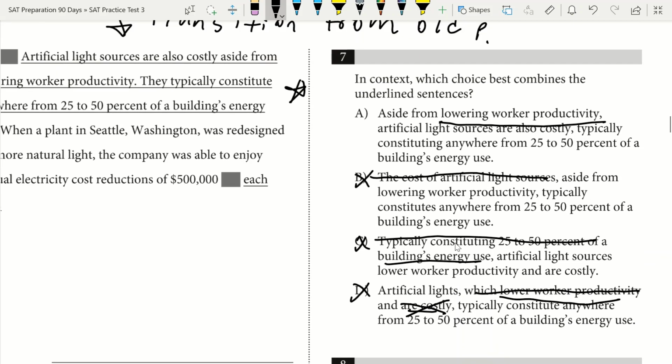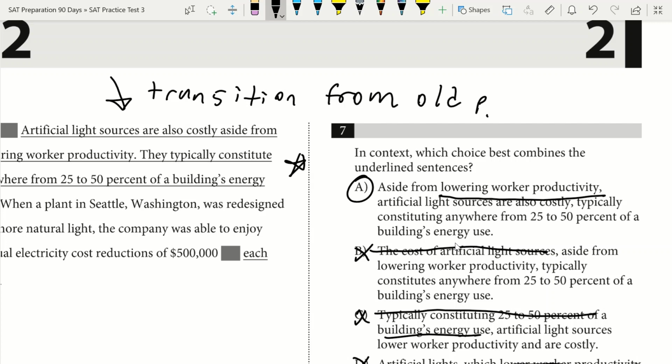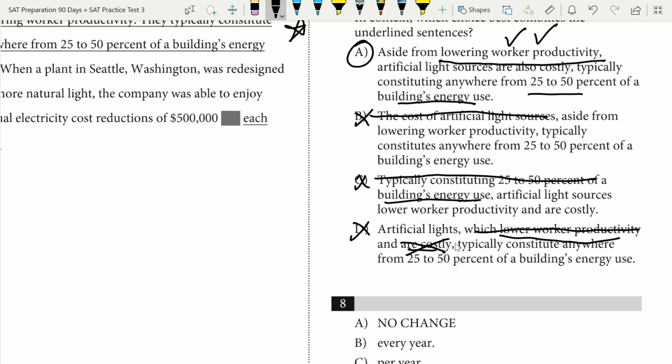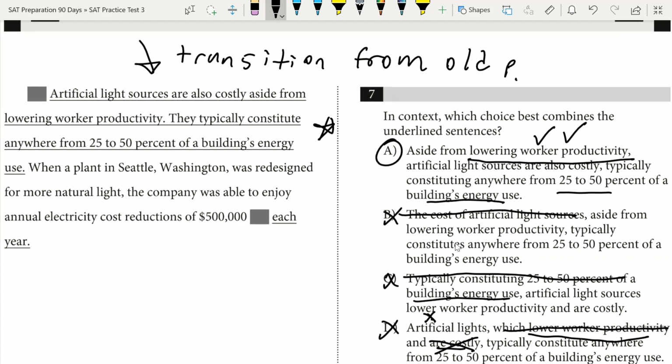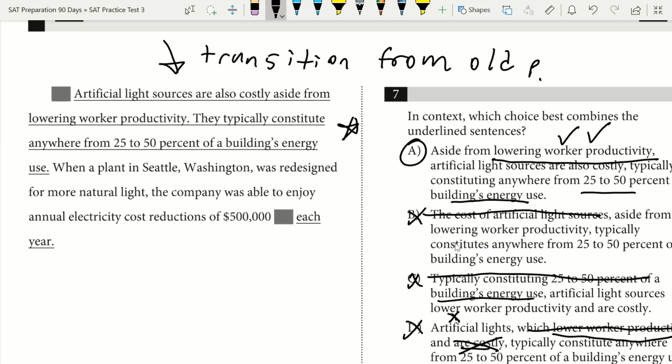All right, so we're left with A, and if we read on, we see why A is correct in addition. It transitions, that's really the most important part here. And then it says artificial light sources are also costly, typically constituting anywhere from 25 to 50% of a building's energy use. So the big thing here is making sure we're transitioning from that previous paragraph to this paragraph. If we look at answer choice D, starting with artificial lights, that's a bad transition, right? We want to transition from what we were just talking about, which is the lowering of worker productivity. So that's what we want to start with there. So that's why 7 is going to be correct. So anytime that we have the first word of a new paragraph, we want to make sure we have a transition from our old paragraph. So that's something you should put in your notes.